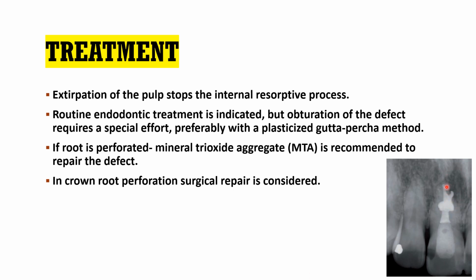And if the root is perforated, you need to create a barrier. You will create that barrier with the help of MTA, mineral trioxide aggregate, which is recommended to repair that defect. And if both the crown and the root are perforated, then you need to go for surgical repair. So these are the treatment modalities for internal resorption.